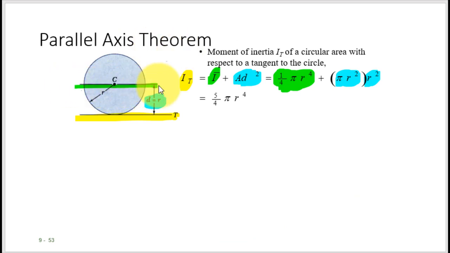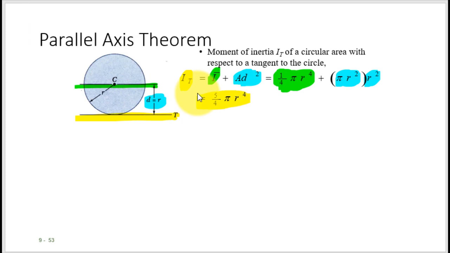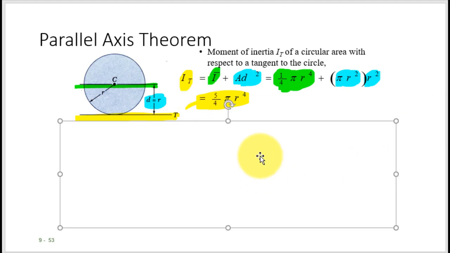So let's say we have the moment of inertia around this green axis, around the center of mass, but we want it instead around this yellow tangent axis. So what we would do is add what we find in the table around the green axis, the area of the circle, pi r squared, times the distance to this new axis squared. And then we would have the inertia around that new axis. So this is a very handy thing to go back and forth between axes. Here's another example.